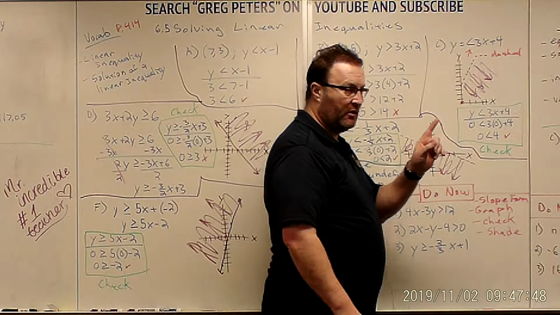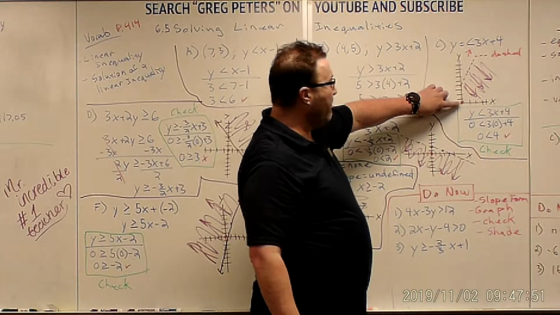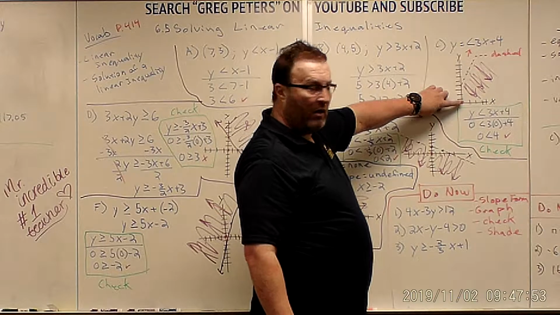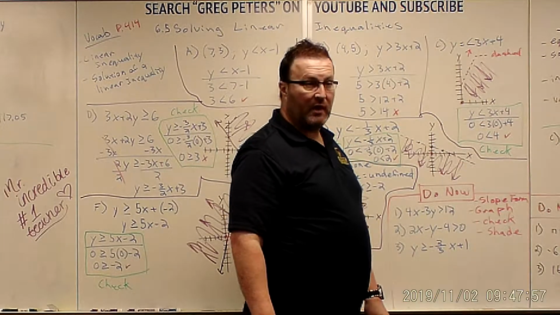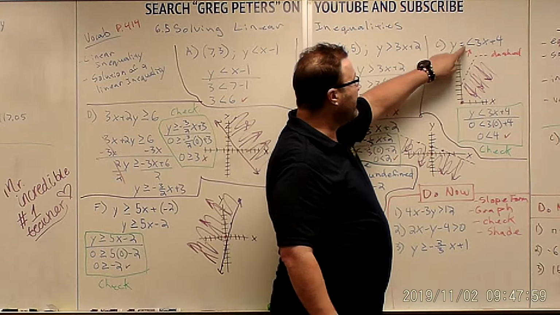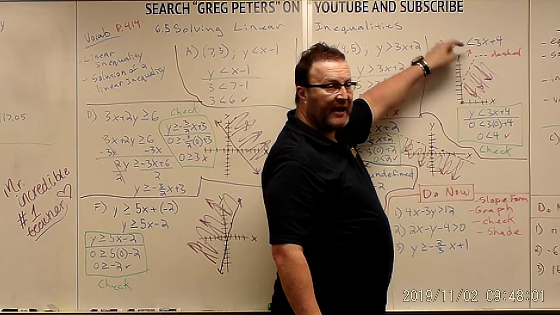We're not done yet, okay? We're gonna put on the graph 0, 0. Is it in the shaded area? Yeah, it is, because this is less than, right? So less than shades down.